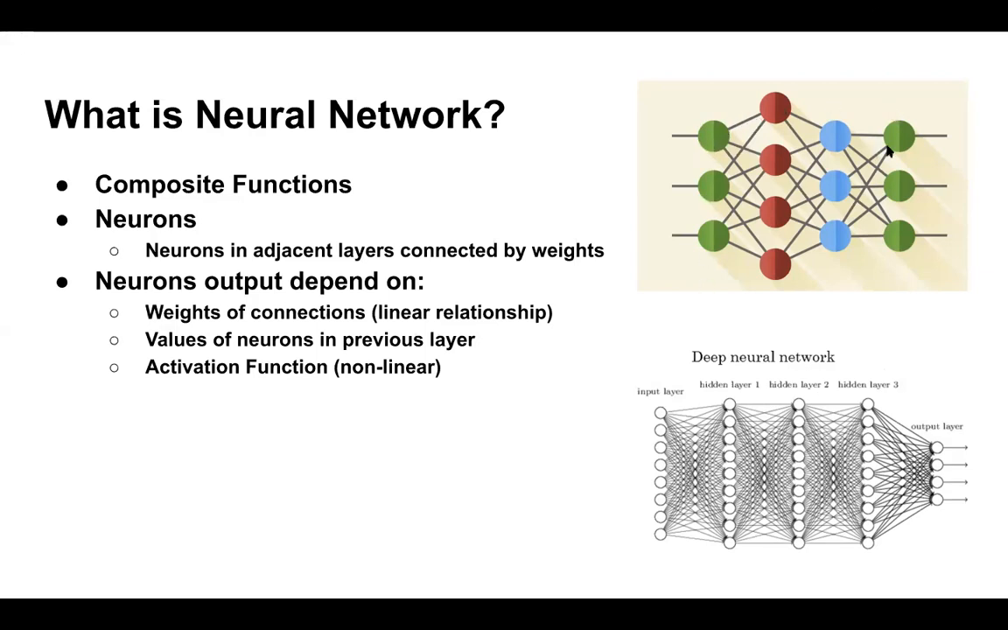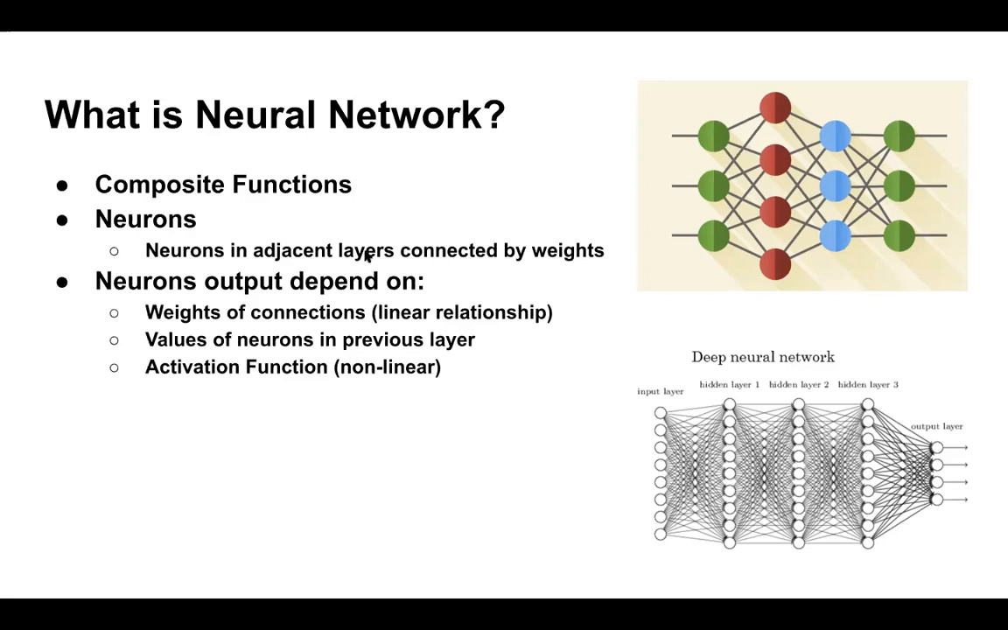Let me rephrase. It is composite because it has a lot of layers, and each layer depends on the previous layer. So you have a lot of relationships being concatenated to each other. So what does this mean?